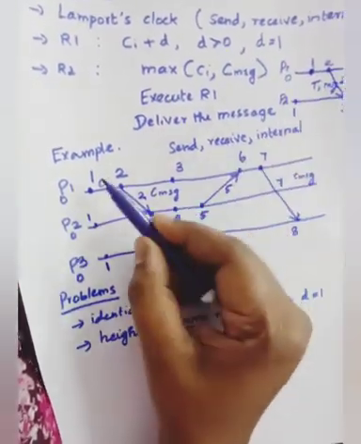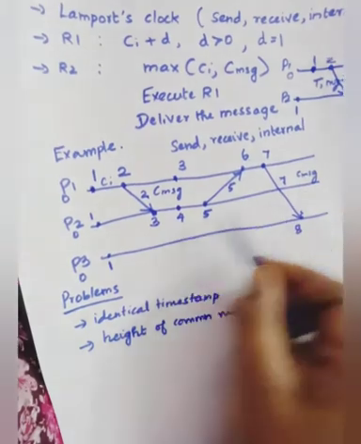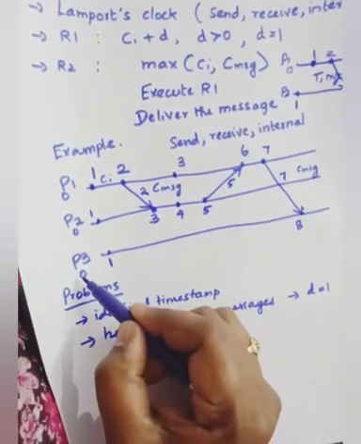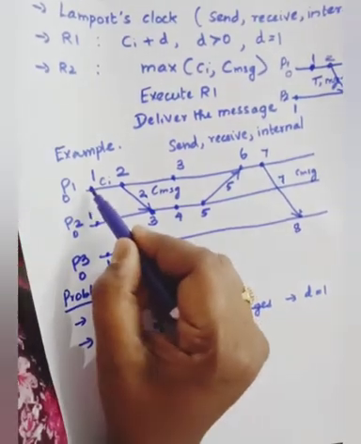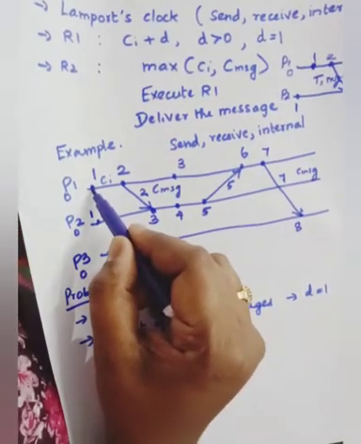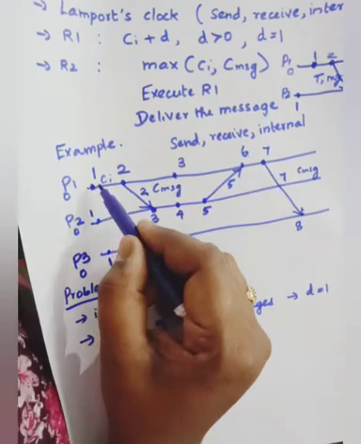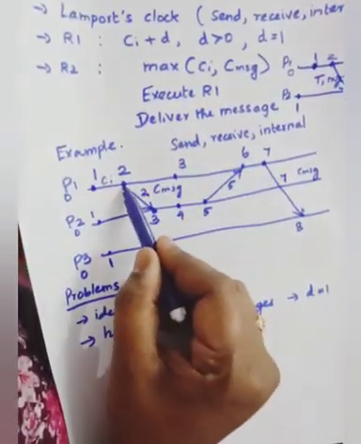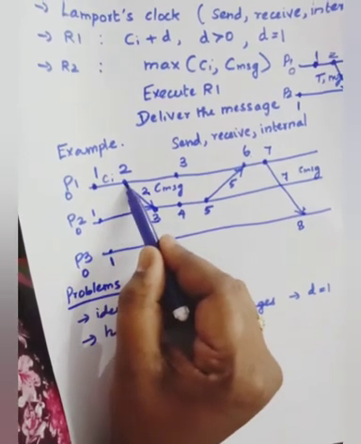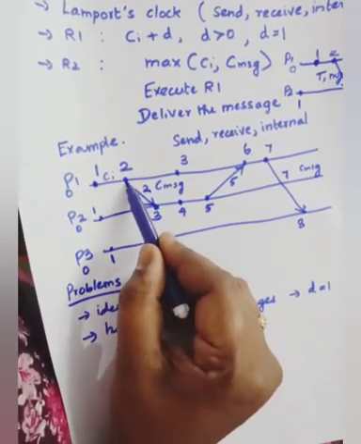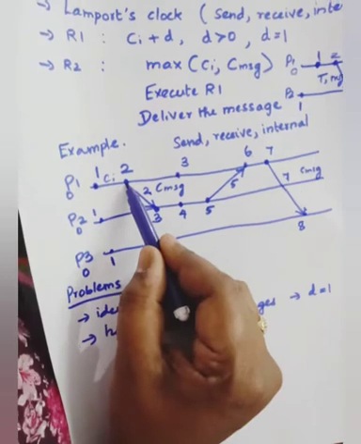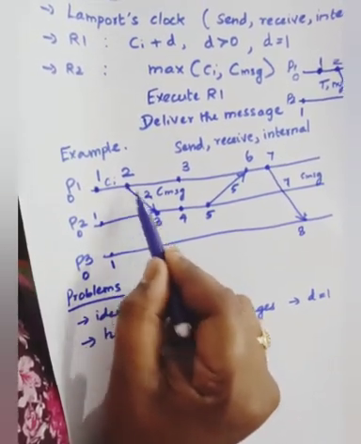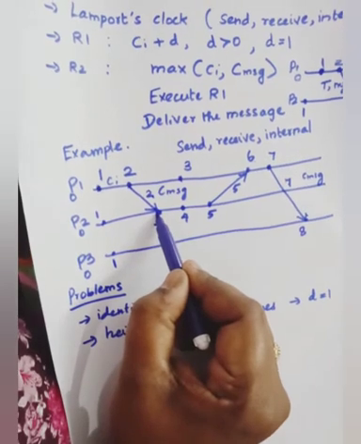We'll see a simple example. Consider three processes. Initially all the processes will have a timestamp value of 0. Whenever an event is going to happen, it will be incremented to value 1 after applying rule 1. Now 2 is an internal event. Whenever an internal event happens, it will be incremented by 1, so 1 plus 1 is 2. Now at timestamp 2, process P1 sends a message to process P2.